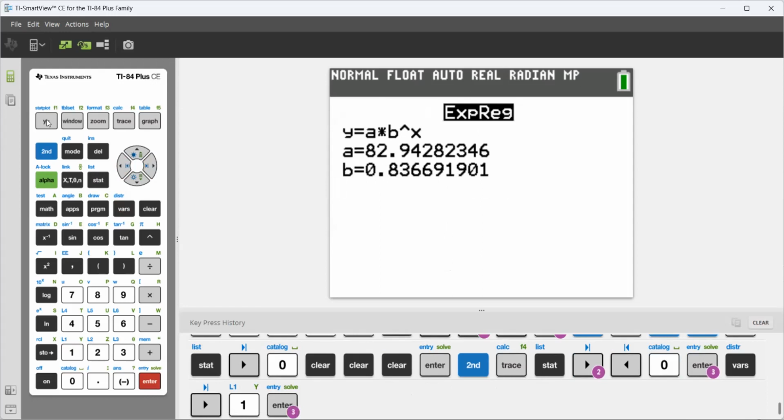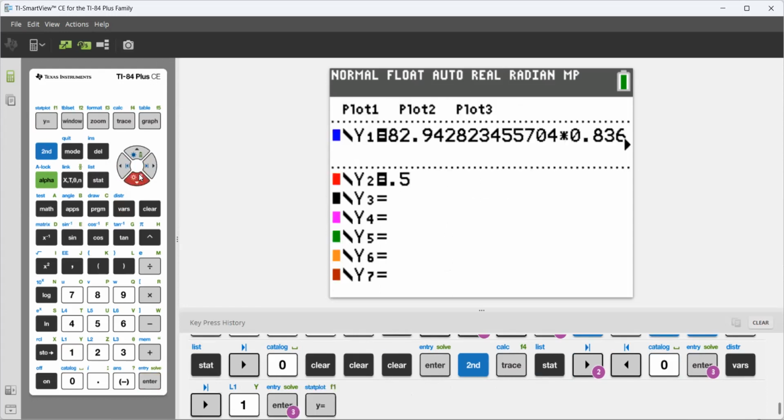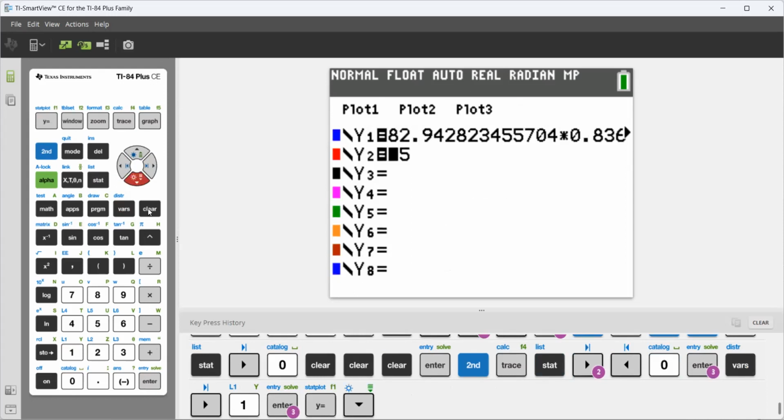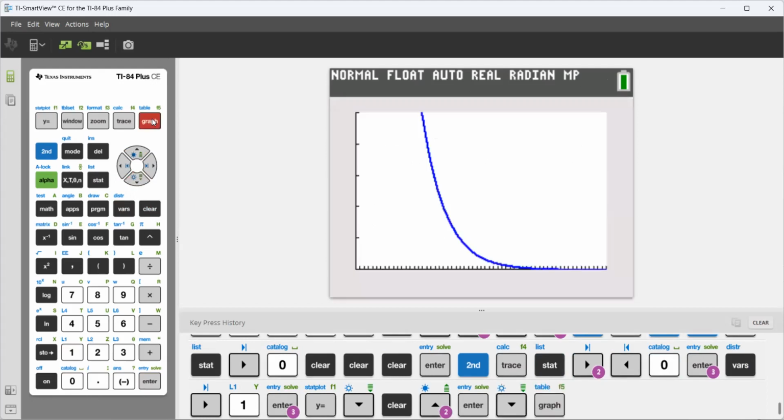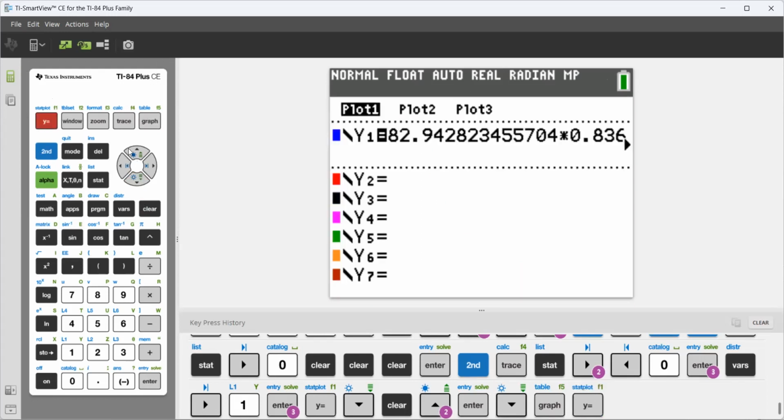So you know when you go to y, you're going to have that, right? So here you're going to erase this. And then because we need a scatter plot, you have to put that in here. Plot 1, then come back down, go to graph, and let's see what we got for the graph. This is what we have. I think we have a problem. So you have to go back and then check what is going on with it.